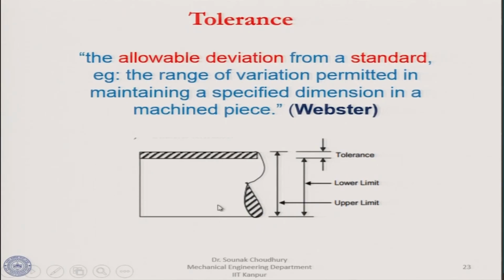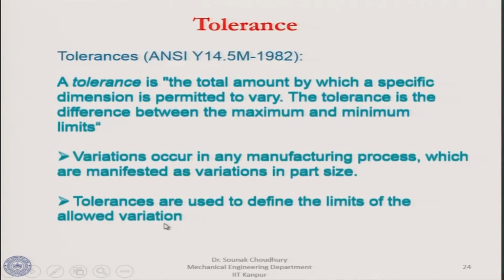This means that this shaft can have the maximum diameter this, okay, and it can have the minimum diameter like this. So, the tolerance will be this much from here to here. This is the concept of the tolerance. Now, therefore, a tolerance is the total amount by which a specific dimension is permitted to vary. The tolerance is the difference between the maximum and the minimum limits.